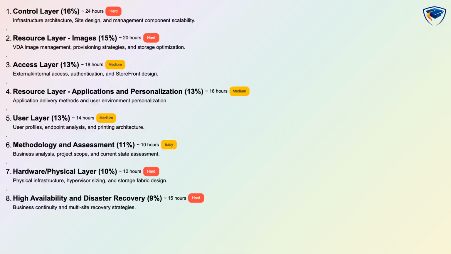Overview of the exam structure and domain weights. Control layer is 16%, resource layer, images is 15%, access layer is 13%, resource layer, applications and personalization is 13%, user layer is 13%, methodology and assessment is 11%, hardware physical layer is 10%, and high availability and disaster recovery is 9%. Each domain lists its focus, difficulty, estimated learning time in hours, and the assessment type you will face.